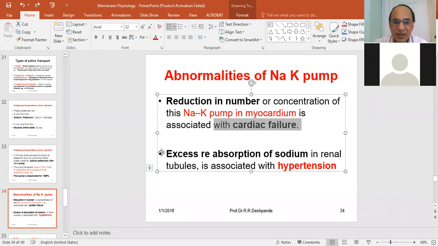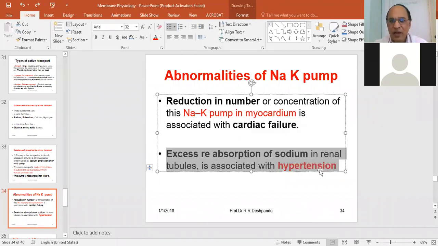Then next, excessive reabsorption of sodium in the renal tubule. Again, this is a failure of this Na-K pump. Excessive sodium is coming inside. Then what happens? Interstitial fluid, edema will be there. Extracellular fluid will increase, and there will be cardiac load, and that can cause hypertension. Peripheral blood volume will increase. Do you understand? So these are the abnormalities. We have just talked about the pathology.